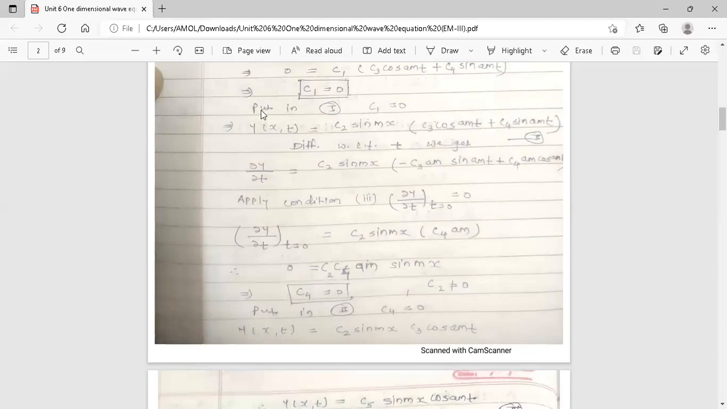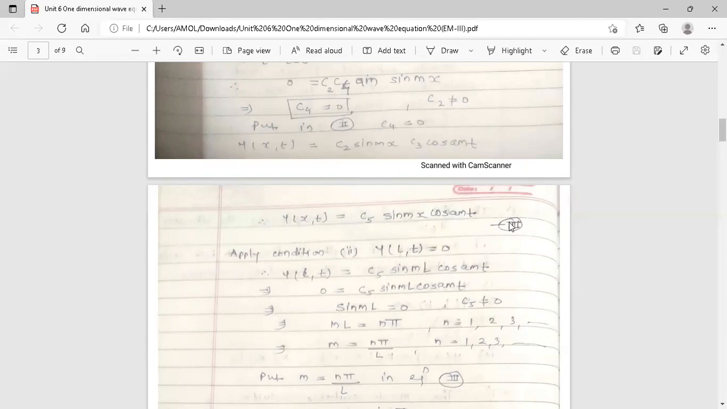So put in equation number two, C4 is zero. So you will get a new equation. Y of X is equal to C2 sin MX into C4 is zero, so C3 cos AMT. C4 is zero. So Y of X is equal to C2 sin MX into C3 cos AMT. Okay. So Y of X is equal to C2 into C3 is a new constant, because C2 is arbitrary constant, C3 is arbitrary constant. So C2 into C3 is a new arbitrary constant, it is C5 sin MX into cos AMT. This is your latest equation, latest solution for the wave equation. Okay. This is equation number 3.